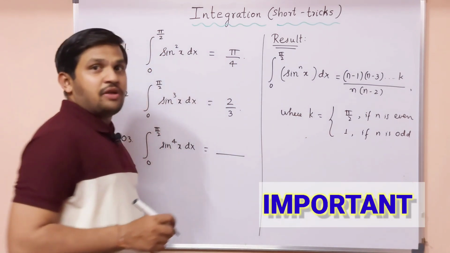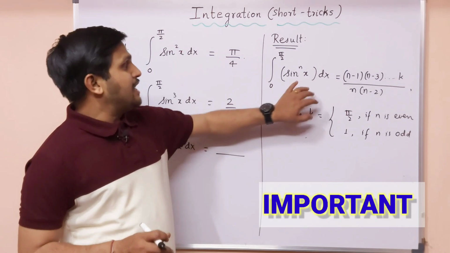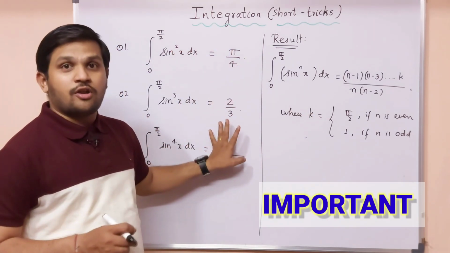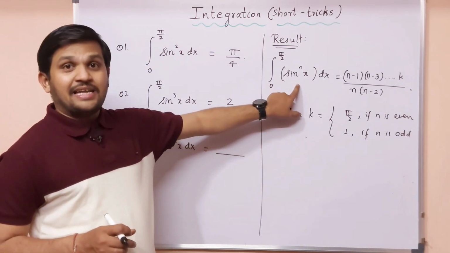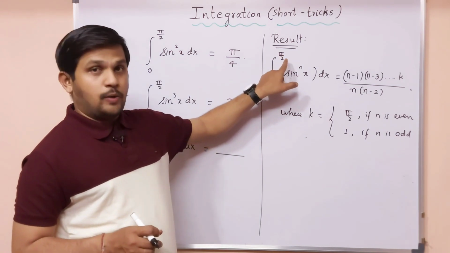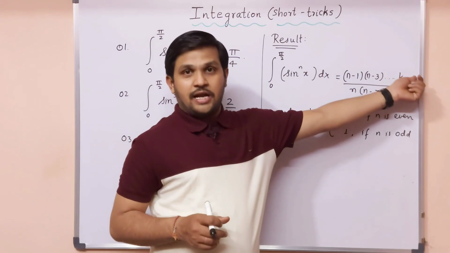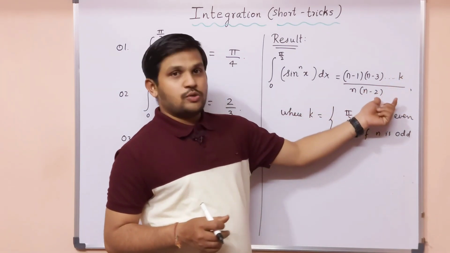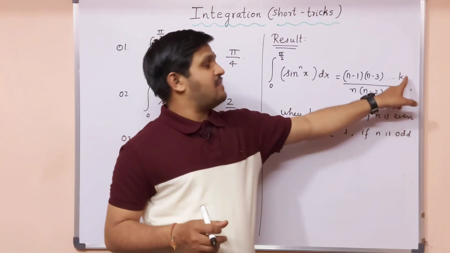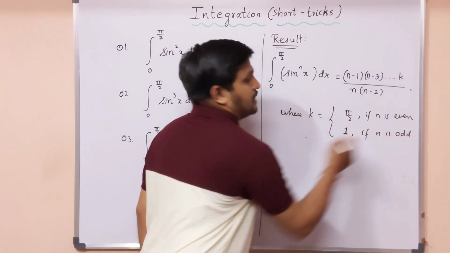So students, this is a very short and very important trick which you have learned right now, and we will verify whether I have written the correct solution or not. Look once again: integral from 0 to pi by 2 of sin x whole power n dx is nothing but n minus 1, n minus 3 up to k, divided by n, n minus 2. And k has been defined: it is pi by 2 if n is even, and 1 if n is odd.